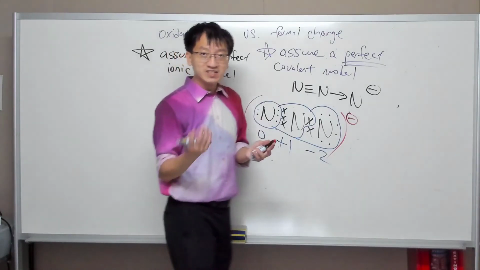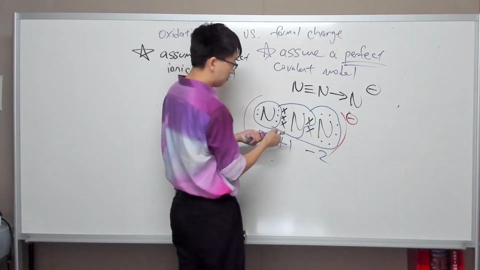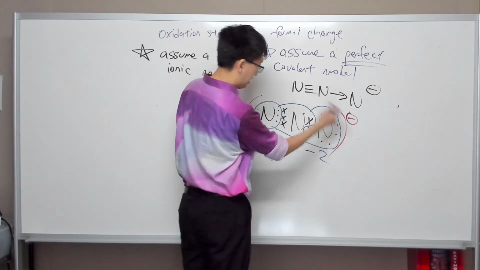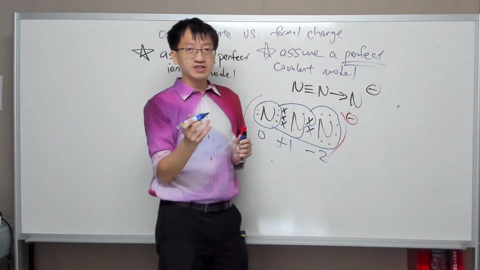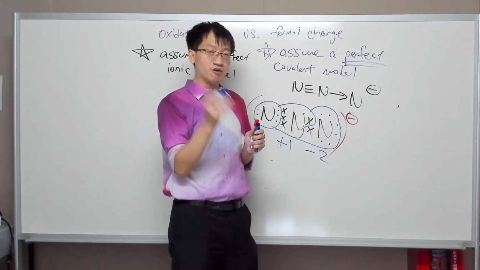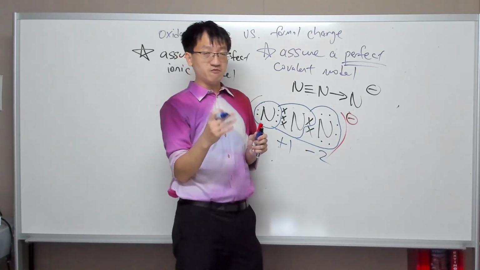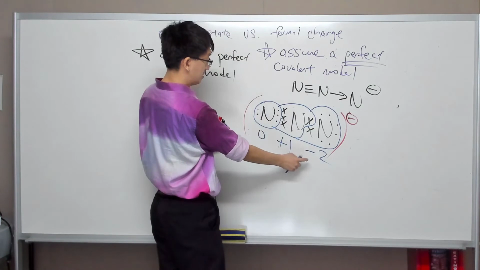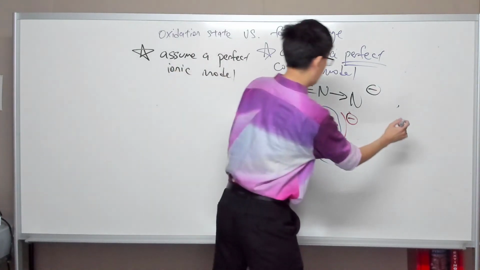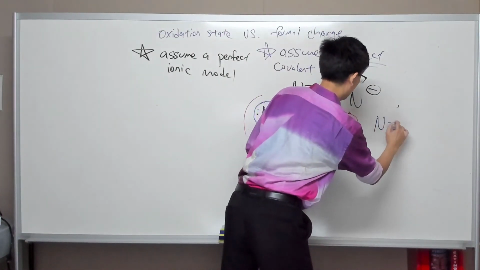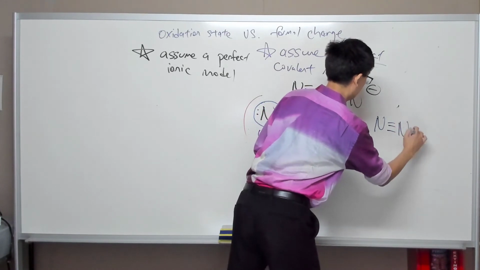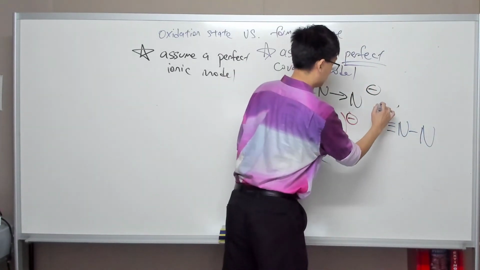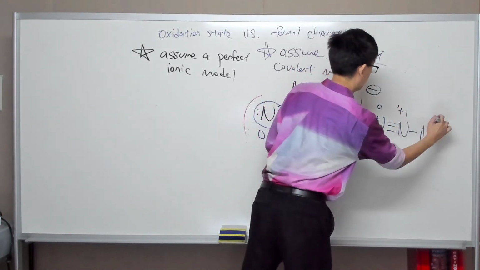Why is it -2? Because if you calculate the total number of electrons around nitrogen, you realize that there are 7 electrons around it. Originally nitrogen has 5 electrons, now it has 7, so in excess of 2. Therefore the formal charge of this nitrogen is -2. If I sketch out the Lewis structure for azide, it will look like this: 0, +1, -2.